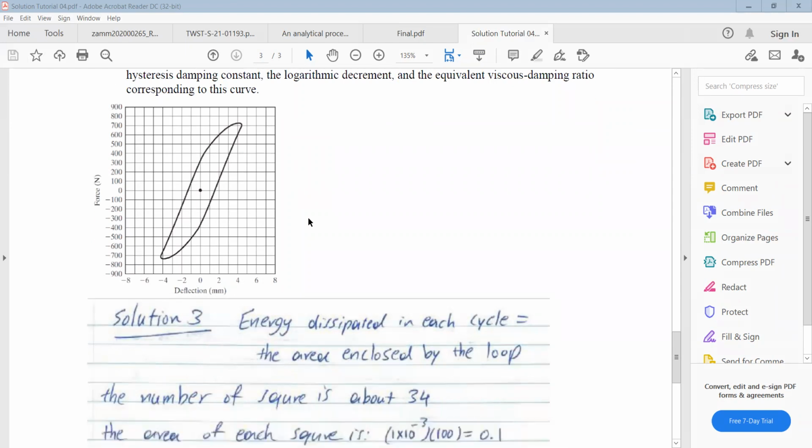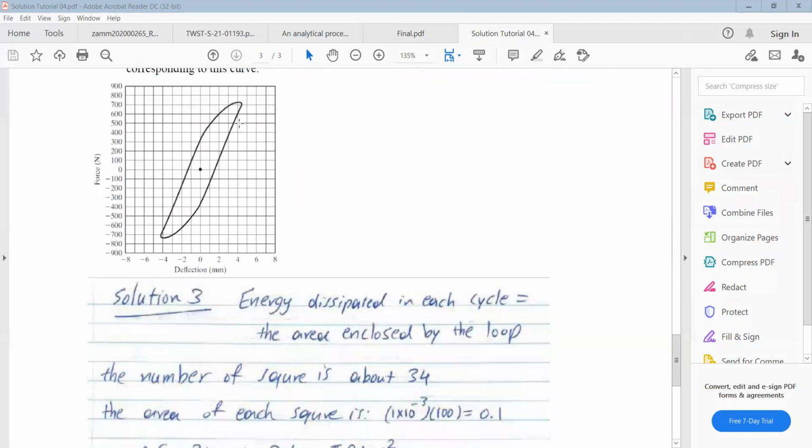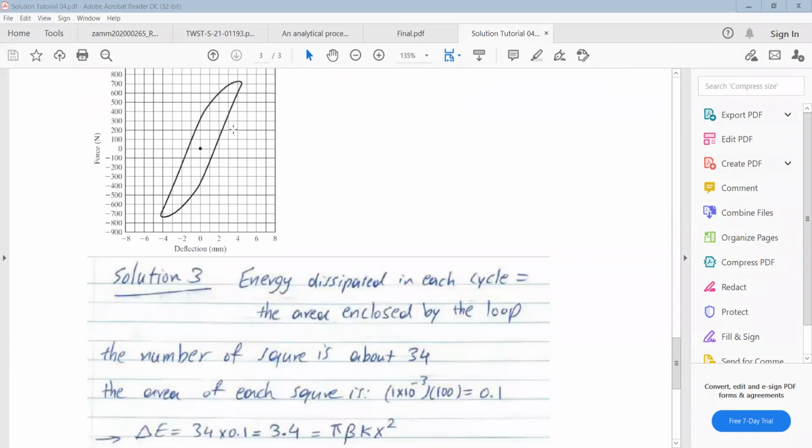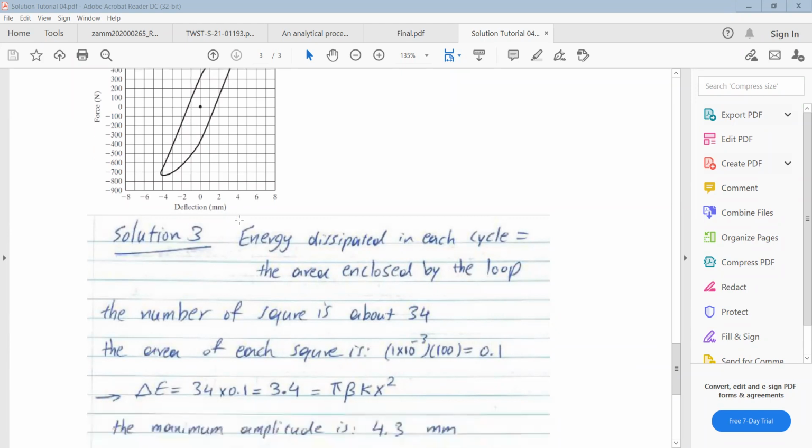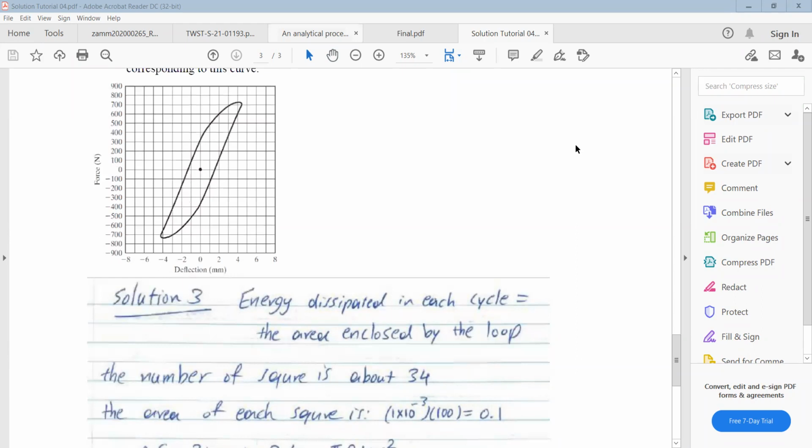So in this case, we need to calculate the energy dissipated for each cycle. And you know that the energy dissipated is equal to the area enclosed by this curve. So we need to calculate the area enclosed in this curve. We can count the number of the squares located in this area, which is approximately 34, I think.